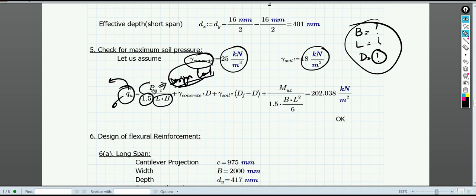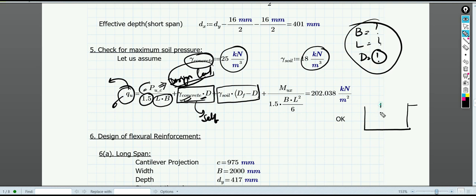Then we have the self weight of the footing, so gamma concrete into D. This will give you the self weight. Then we have the self weight of the soil above the footing, because suppose you have excavated a certain portion of the land, then you have constructed the footing, then you will pour sand over the footing, right? So this sand or soil will have a certain weight, which will be gamma soil into Df minus D.